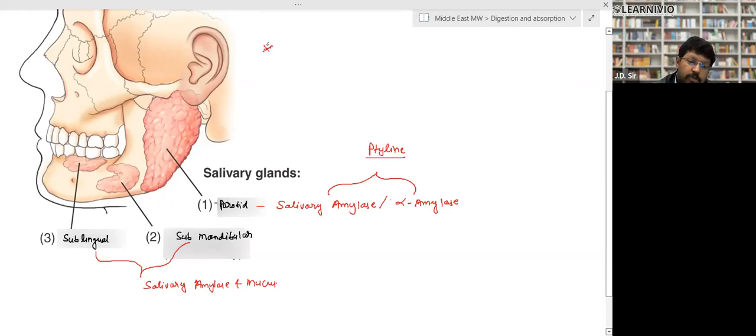Make a star. This is a question that has already been asked in medical examinations. So, salivary amylase is absent in herbivores. Next.